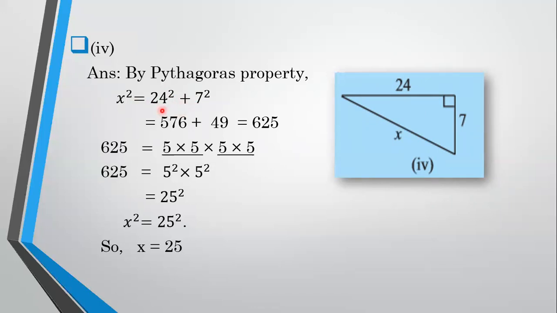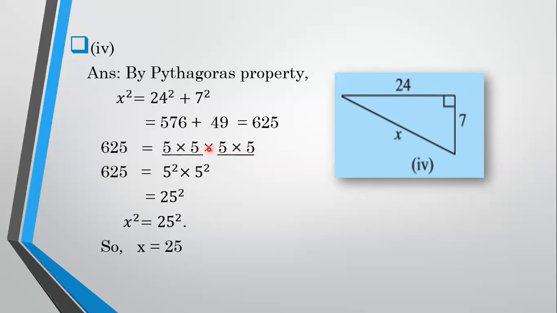24 square, 24 into 24, on multiplying 24 by 24, you will get 576. And 7 square, 7 into 7 is 49. 576 plus 49 is 625. And here 625 is a composite number. So we can prime factorize this 625. On prime factorizing 625, we will get the prime factors 5 into 5 into 5 into 5.